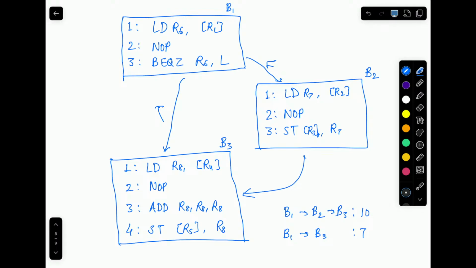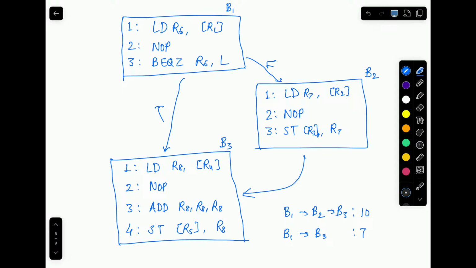Yes. We are not losing anything. If we don't take it, we are not losing anything because it was anyway a no-op cycle. Same thing, if you decided to start with B3, you could have fit that load instruction in this no-op cycle as well, because there is no data dependence.